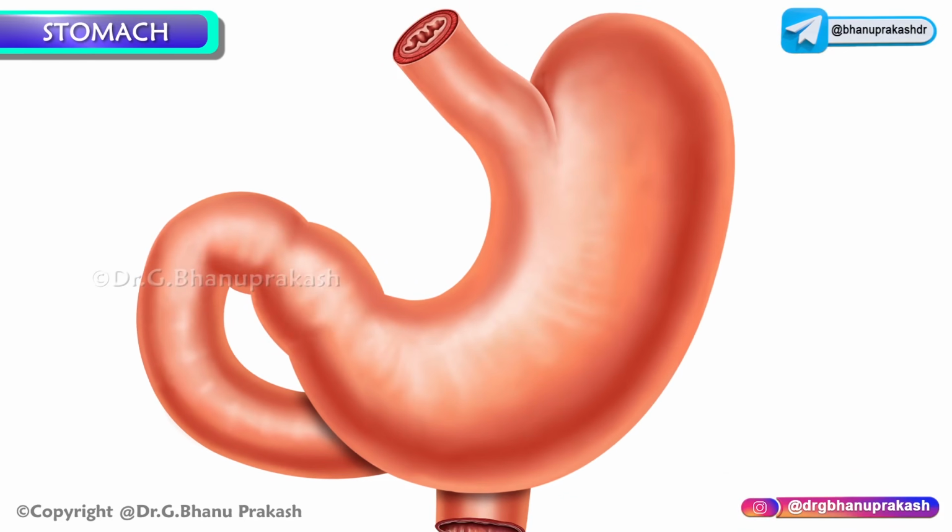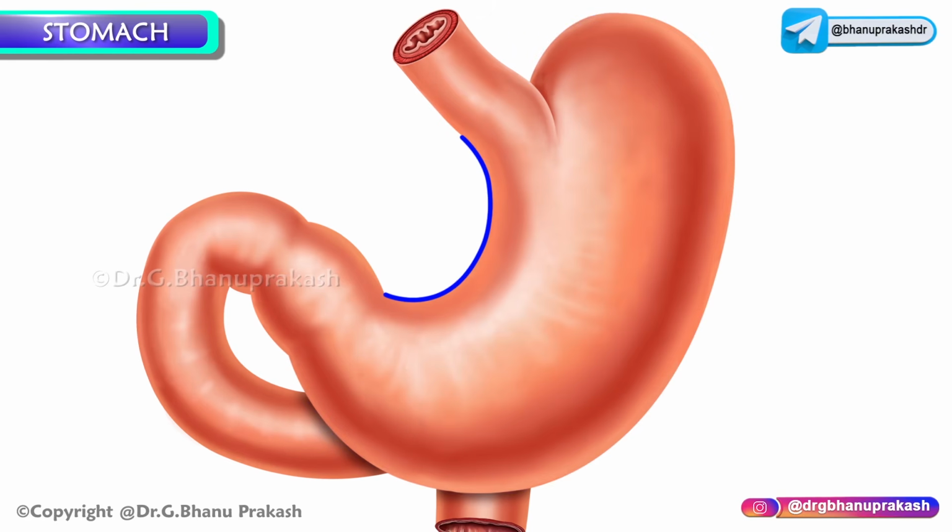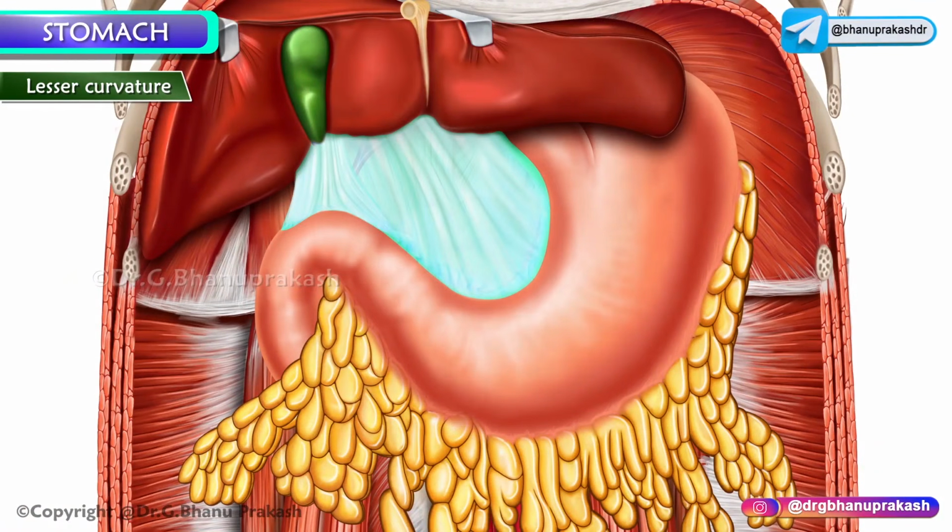Now let us concentrate on discussing the curvatures of the stomach. It has the lesser curvature and the greater curvature. So what is the lesser curvature of the stomach? It is the short concave right border of the stomach, and it mainly provides attachment to the lesser omentum.